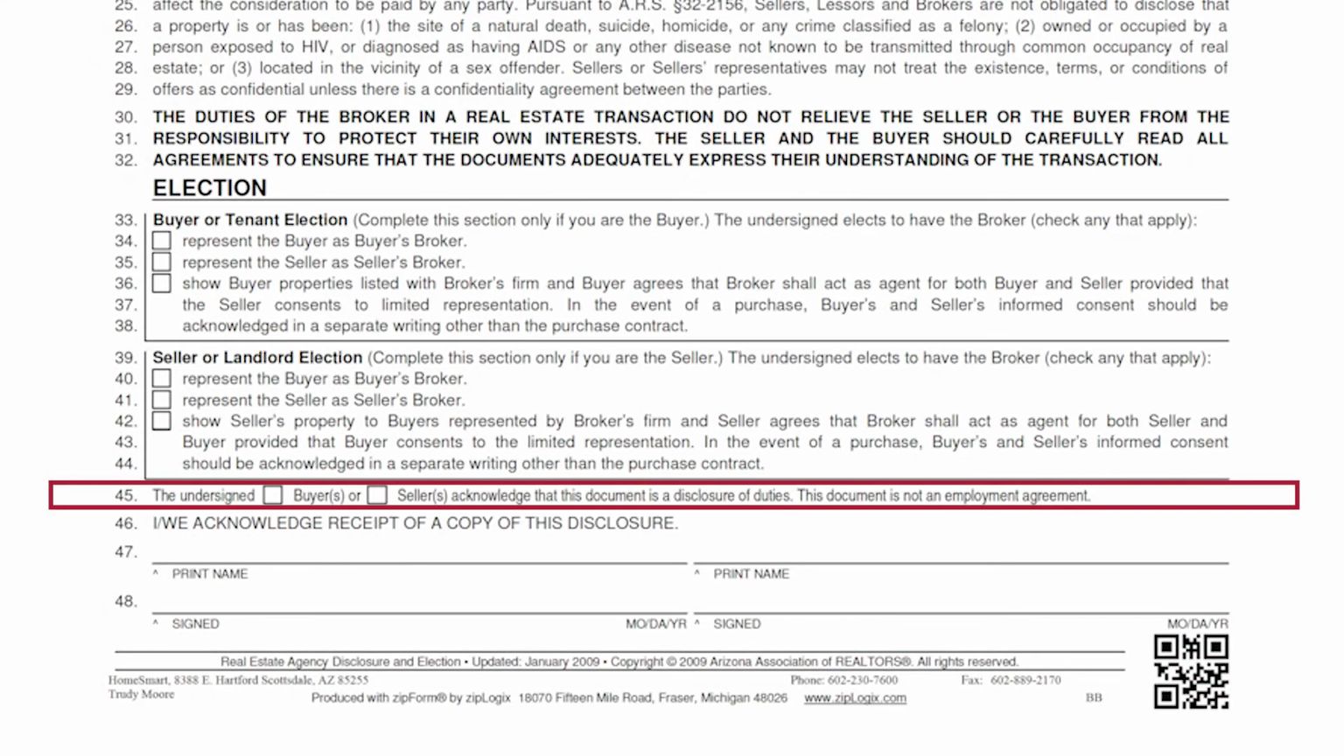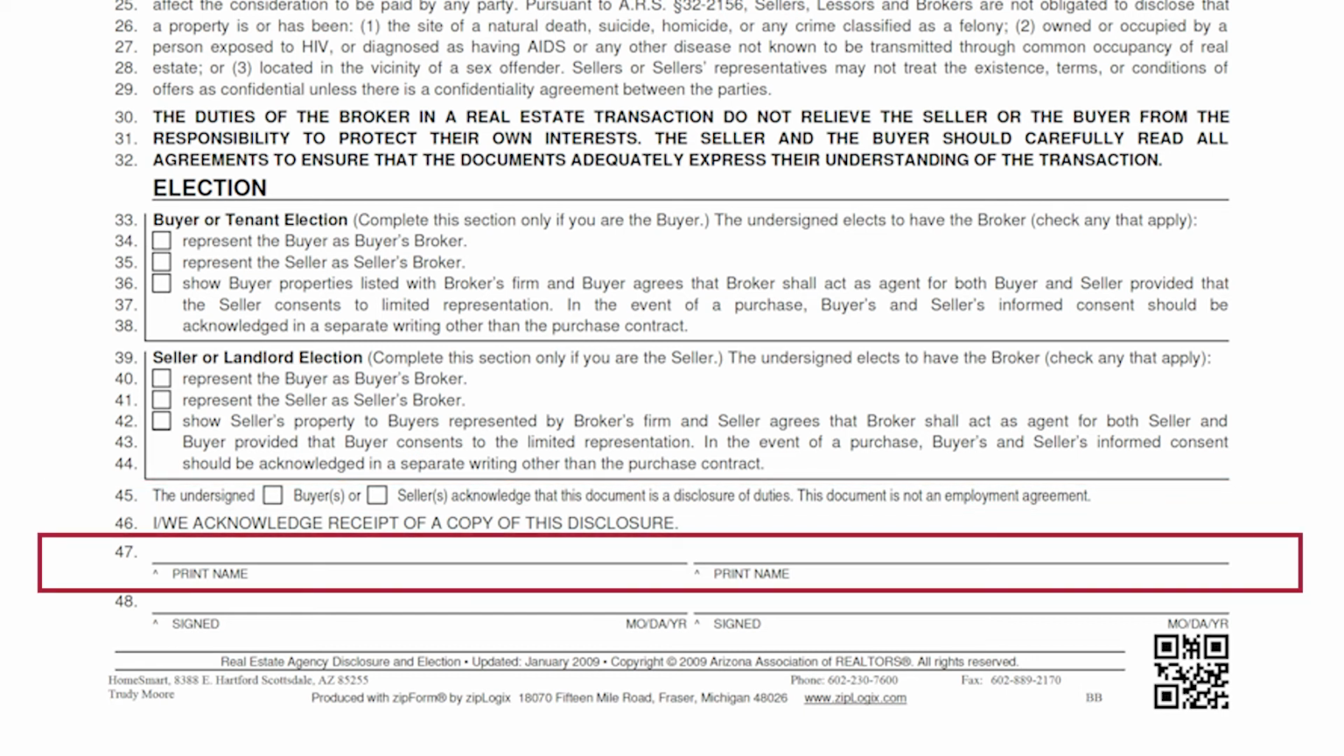Line 45 also requires a selection. Here you will check a box noting whether it is the buyer or the seller that is signing the READE form. When the buyer or seller signs below, it will acknowledge that the READE form is a disclosure of duties and that it is not an employment agreement.